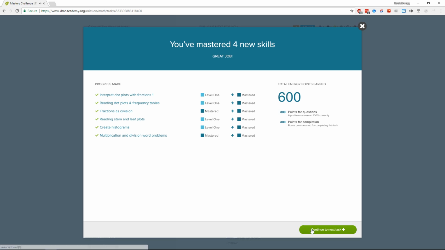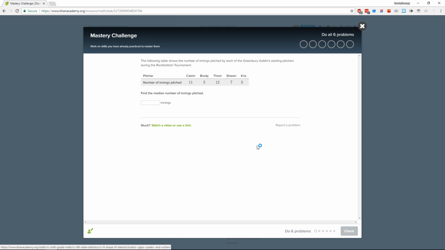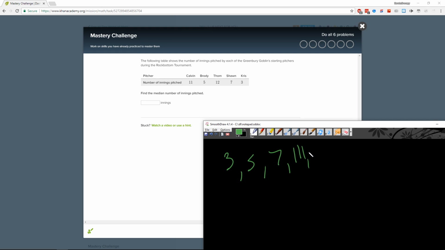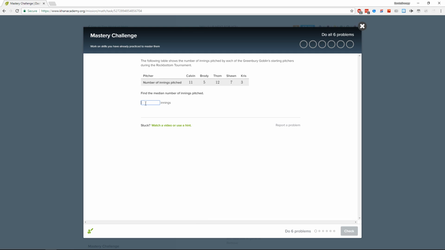Mastered 4 skills. Find the median. Median's the center number. So I gotta write down all the numbers in order. 3, 5, 7, 11, 12. So 7 is the median.